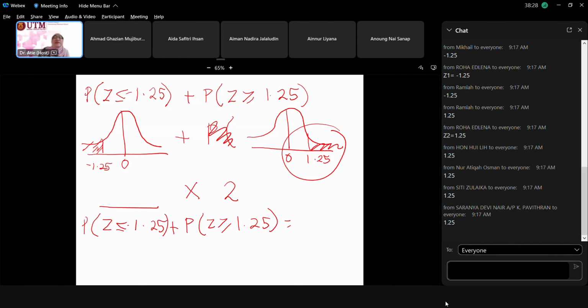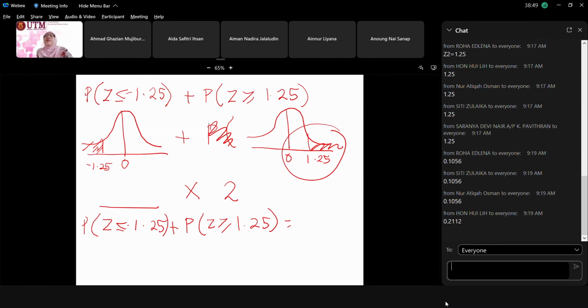Can somebody get me the answer? What is the probability for 1.25? Okay, thank you. 0.1056. And then when we times 2, we get 0.2112. Is it correct, people? Yeah, okay. So this is the answer.